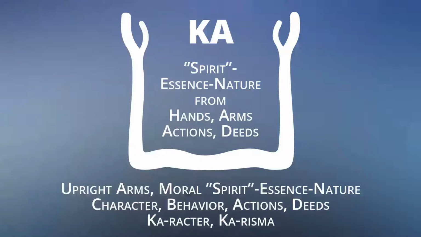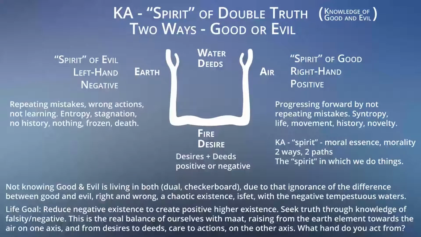Alright, so number 21, image 21, infographic 21 is the Ka, as more explained in the dual aspects. So we've already been seeing the Ka tilted on the side and the good or evil. So the Ka is the spirit of the double truth. What double truth? The knowledge of good and the knowledge of evil. The truth of what is good and the truth of what is evil.